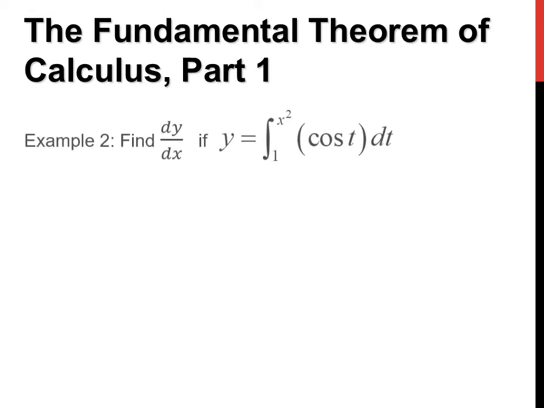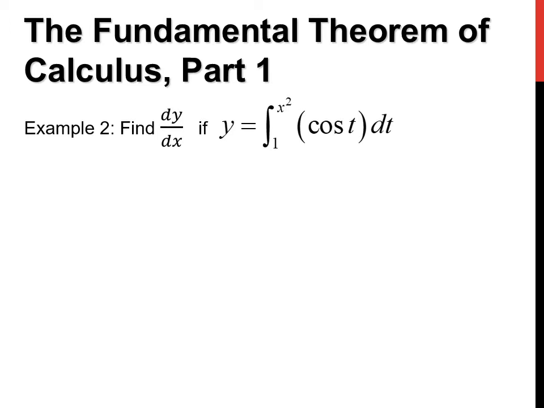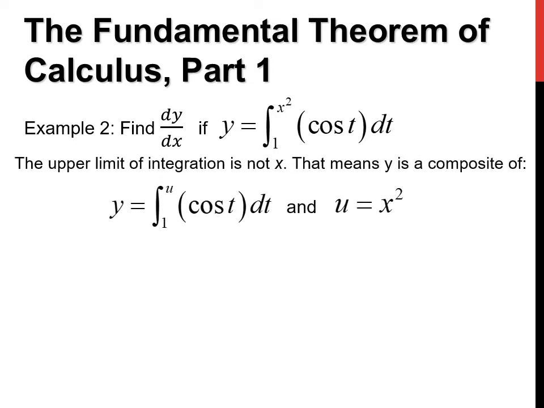Let's see the second example of the fundamental theorem of calculus. Find dy by dx if y is equal to the integral of cos t dt integrated from 1 to x squared. As you can see, the upper limit of the integration is not x, it's x squared. That means y is the composite of two functions, the integral from 1 to u of cos t dt, where u is equal to x squared.